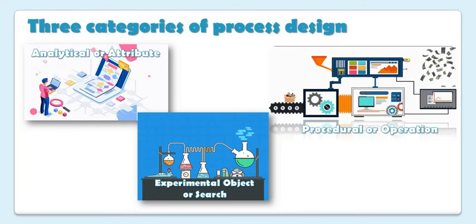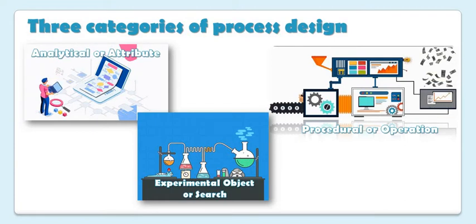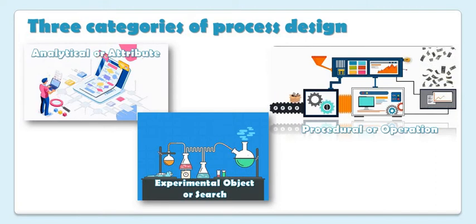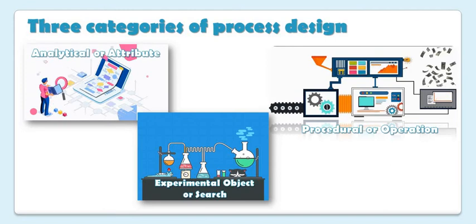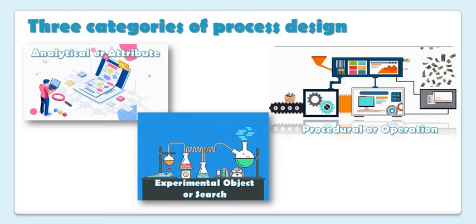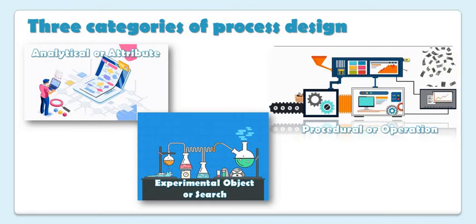The third is we have the procedural or operation. This design type focuses on changing a specific object or process to have a desired set of traits or attributes. So the review of what the process is currently capable of and what changes need to be made to accommodate the new criteria is the primary focus.